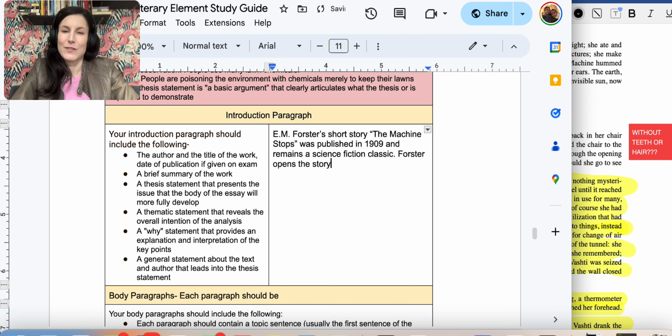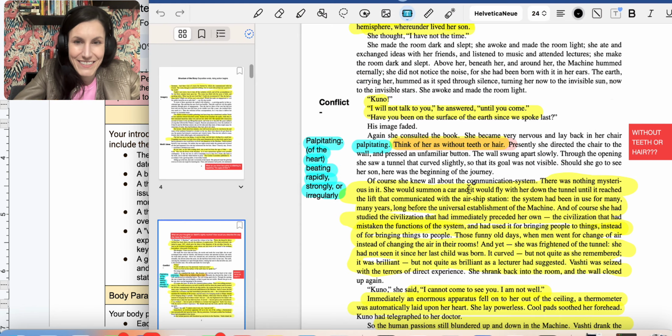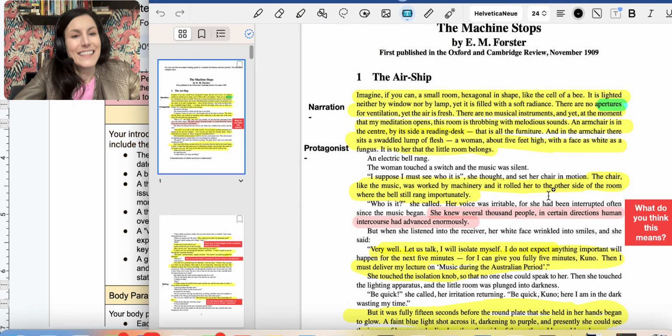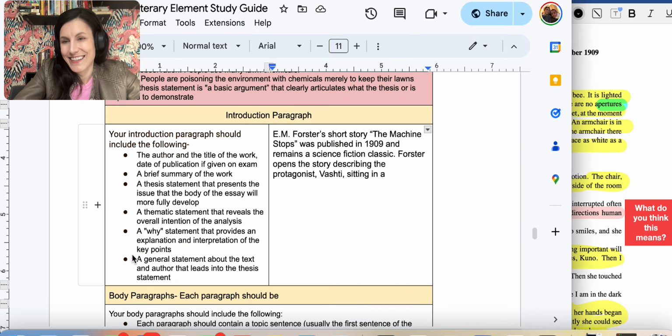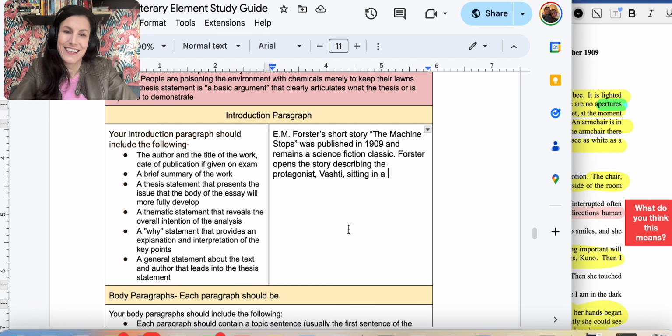Forster opens the story describing the protagonist, Vashti, sitting in a small hexagonal room with radiant lighting and minimal furnishings.